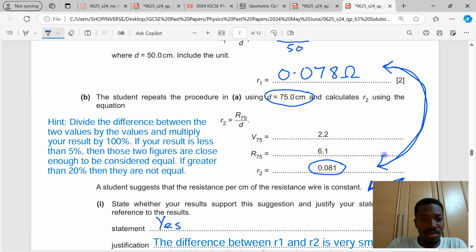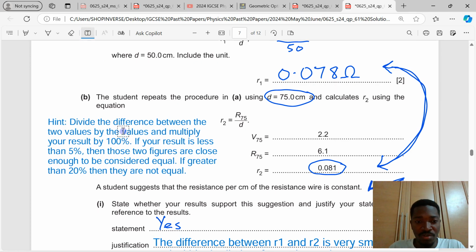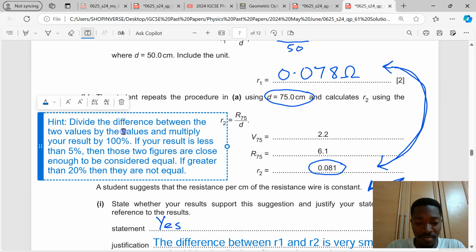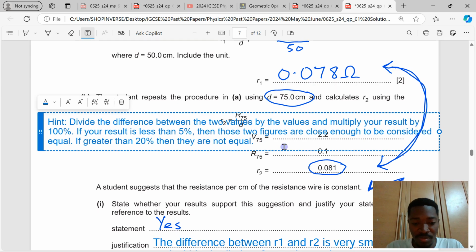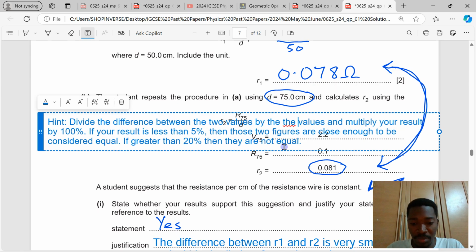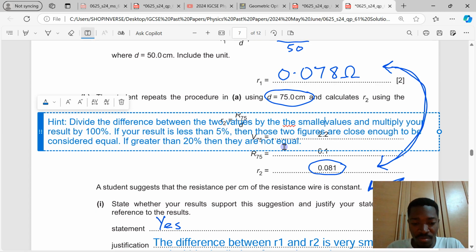So this is the hint, okay? So when you divide the difference between the two values by what? By the highest value and multiply your result by 100%. When you divide the difference between the two values by the... no, we're using the smallest value.